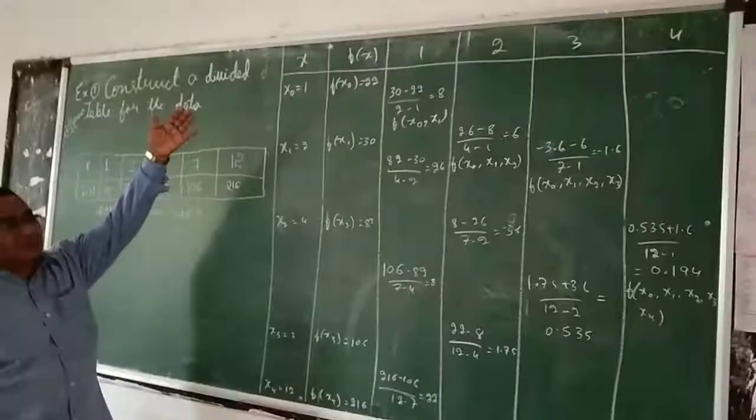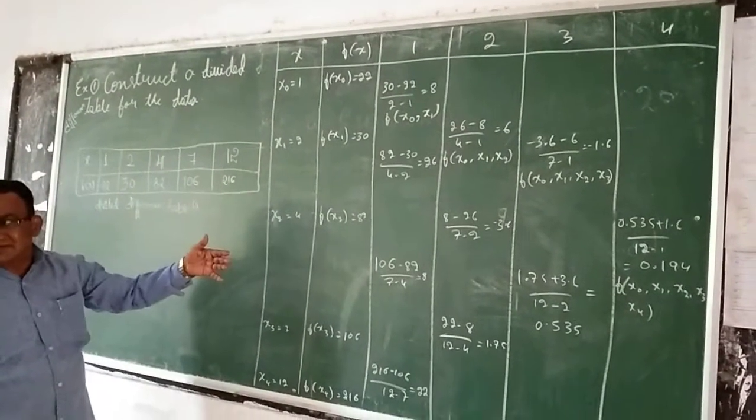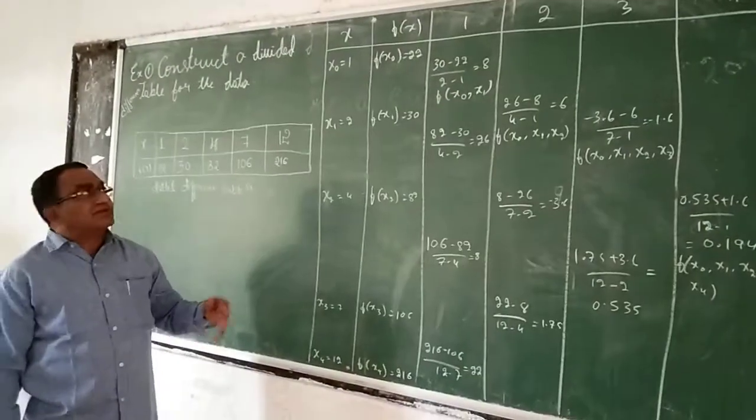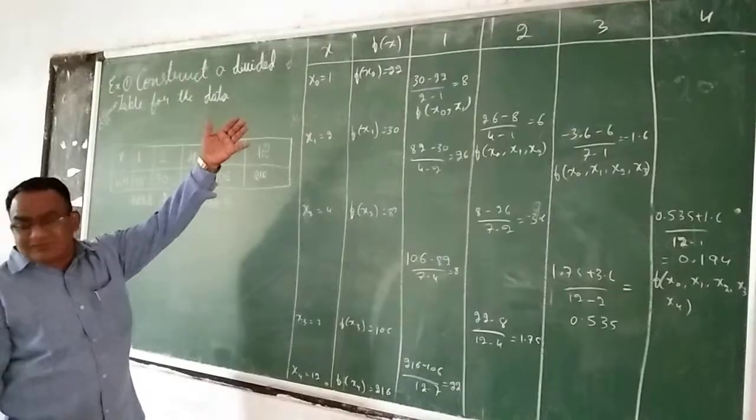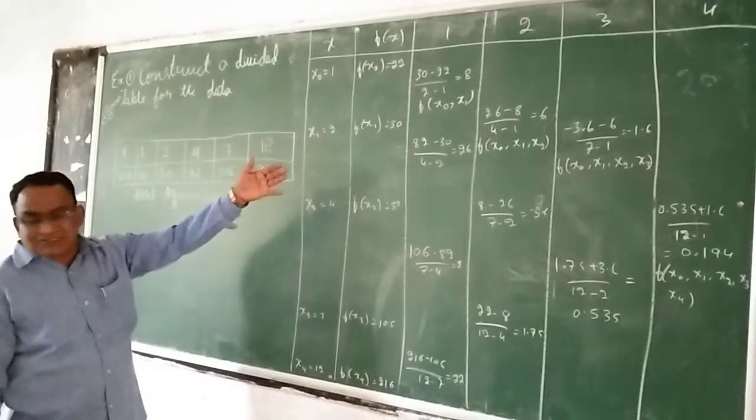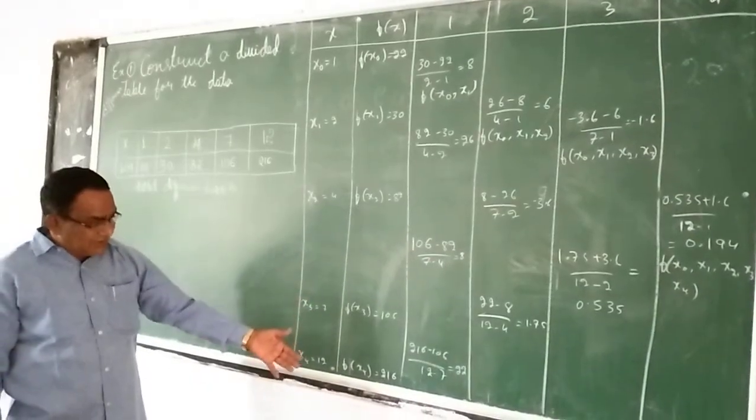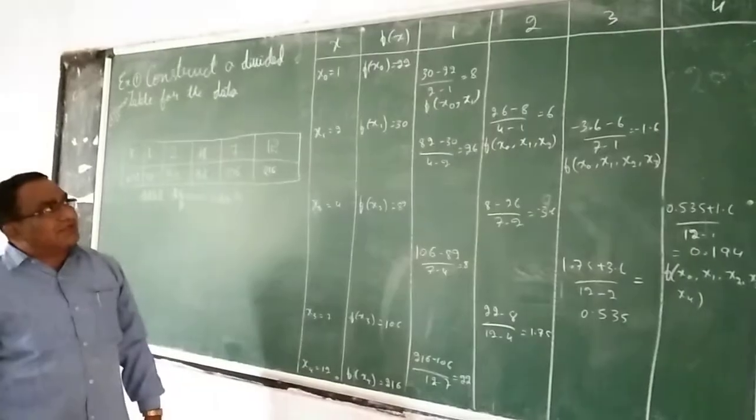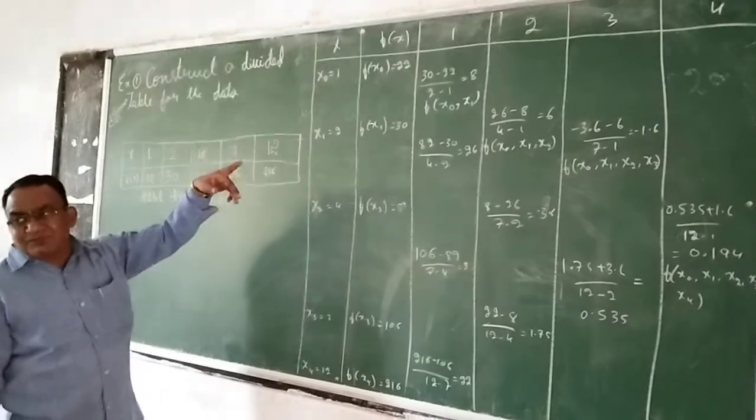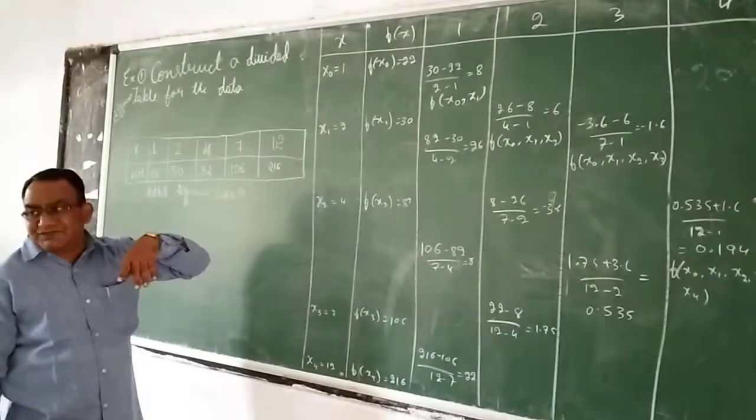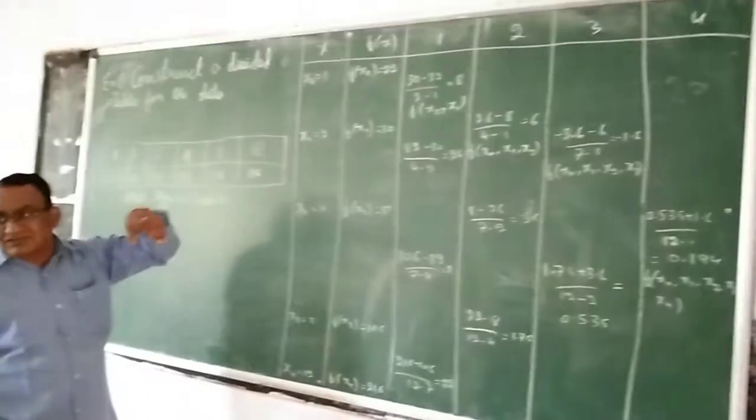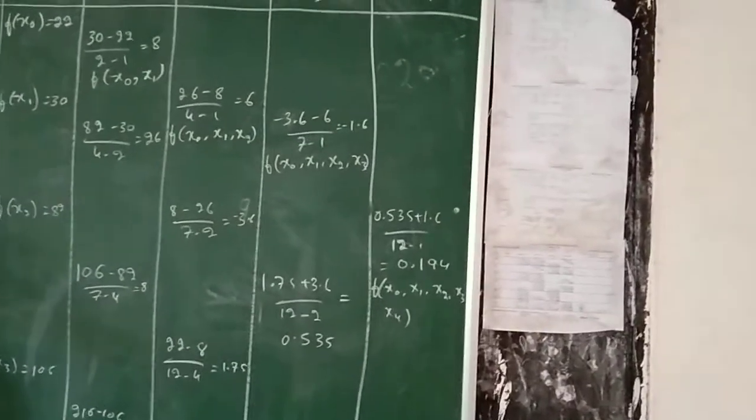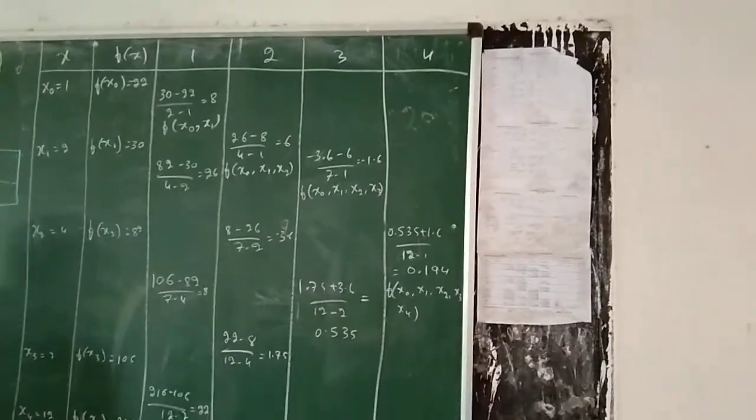So in the first column you write the values of x and call them x0, x1, x2, x3, x4. Next, in the second column, you write f of x0, f of x1, f of x2, f of x3, f of x4. And then in the next column we write the first order divided differences, then the second order, then the third order differences, and next, the fourth order divided differences.